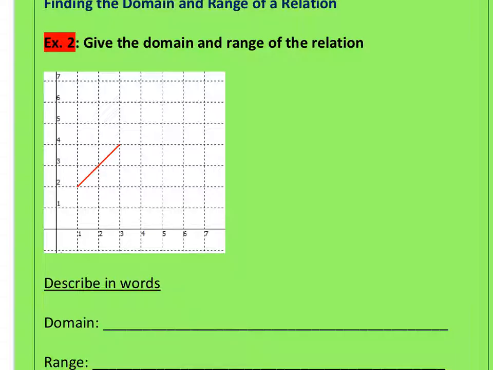So before we actually describe those in words and in symbols, is this a function? In order to determine if it's a function, I'm going to apply my vertical line test. So here's my vertical line. I'm going to run the vertical line through the graph. Does it touch the graph in more than one place? Nope. So if that's the case, then this is a function. It passes the vertical line test.